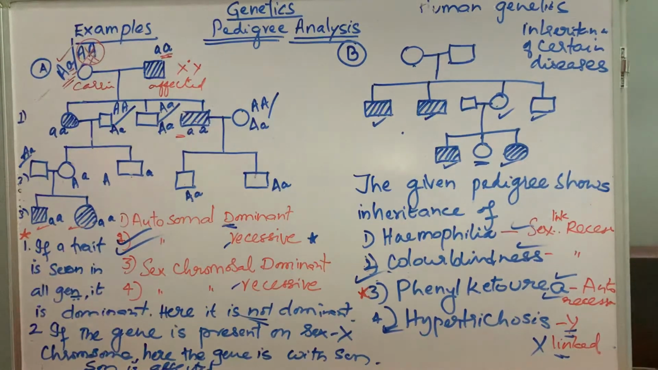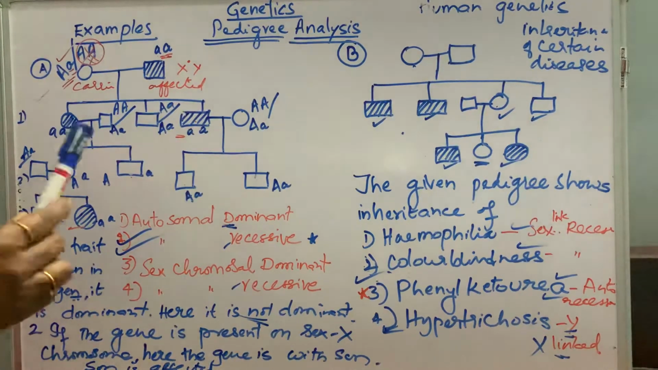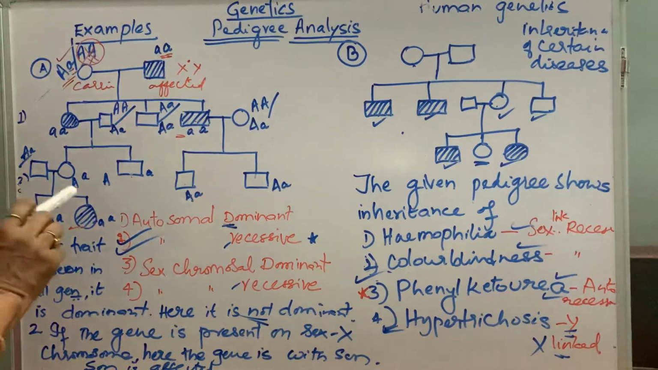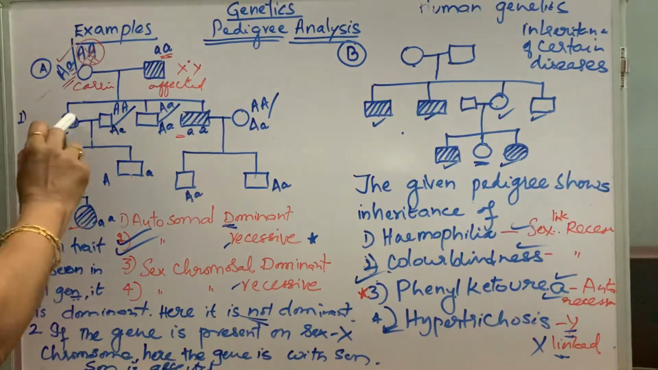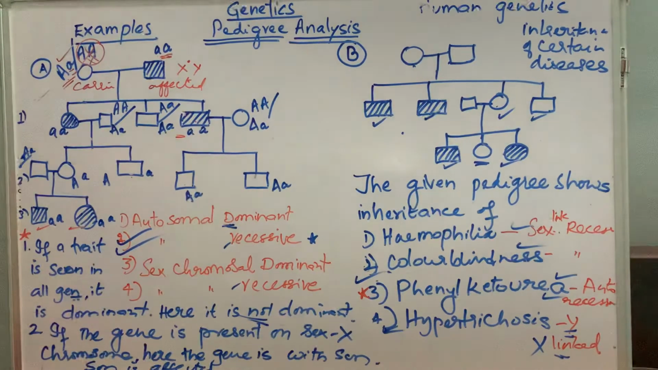When there are diseased individuals in all generations, then it will be dominant. Otherwise it is recessive. And if both sons and daughters are affected, then it will be autosomal. Most of the students get very scared of pedigree analysis, but it is the simplest way.